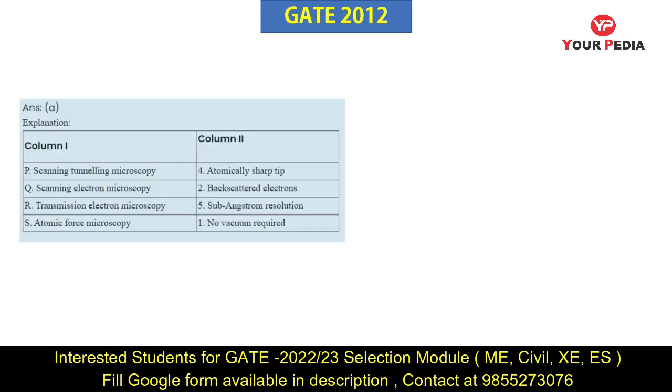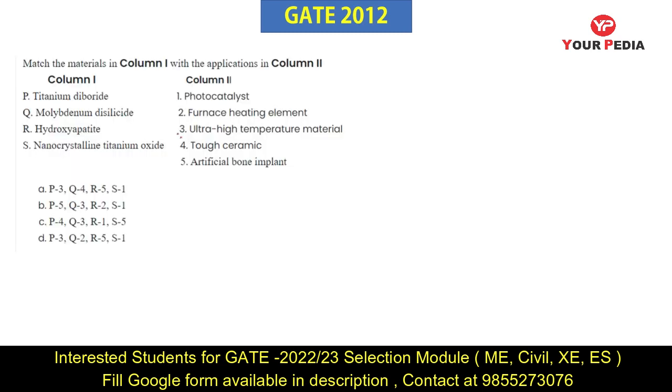Let me give you the answer here: in case of scanning tunneling microscopy, an atomically sharp tip is required. In scanning electron microscopy, that is SEM, back scattered electrons are used. In transmission electron microscopy, sub angstrom resolution is there. In atomic force microscopy, no vacuum is required. So if you know the theory of this topic, then you can answer. Obviously we have discussed it also.